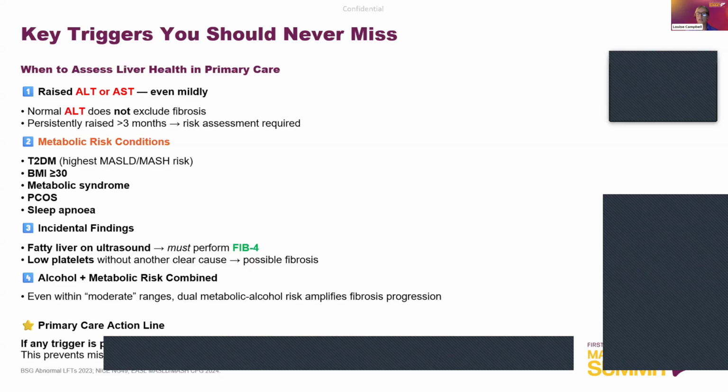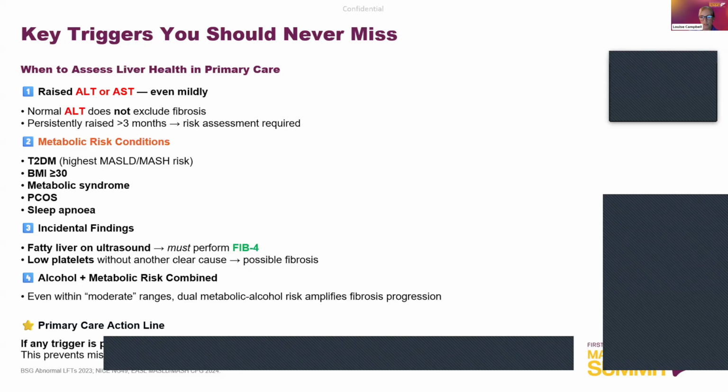Sleep apnea, it's very difficult to breathe when you've got a big enlarged liver that's full of fat underneath your right ribs. Incidental findings: if you've ever had fat on ultrasound, fat is no longer considered benign. You must do something. FIB4 is the key one for that. Low platelets without another cause, particularly in a metabolic syndrome, is a real key indicator that that patient may be developing advanced fibrosis and cirrhosis.